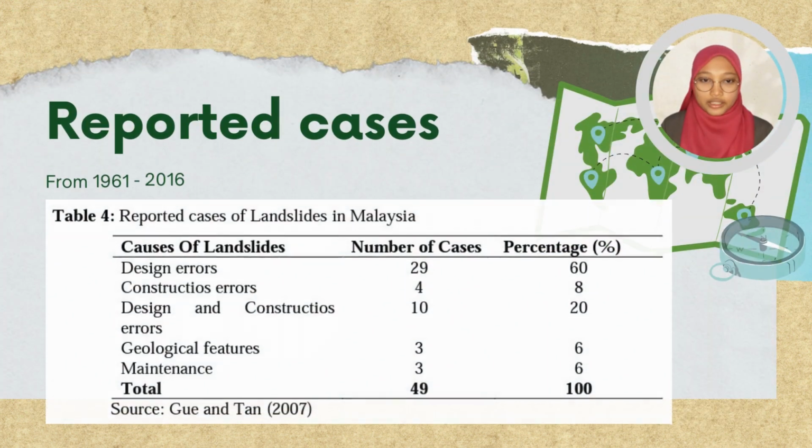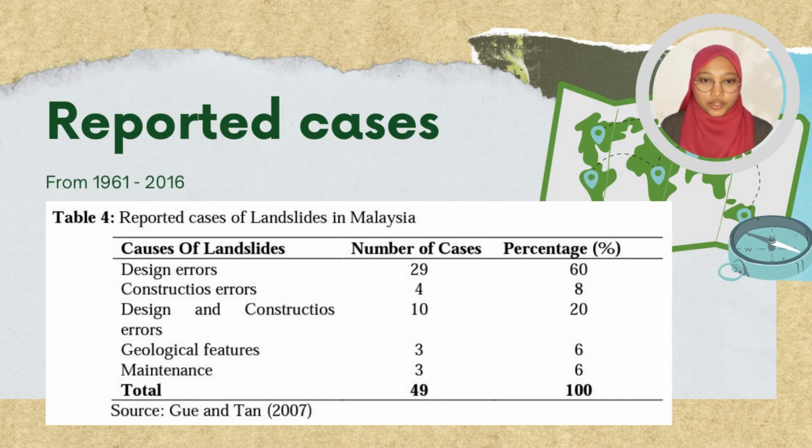As a calculation, here is the percentage of reported cases of landslide in Malaysia based on the causes of landslide. Design error holds the biggest number, which is 60% of overall causes, followed by design and construction error 20%, construction error 8%, lastly, geological features and maintenance both hold 6% of overall percentage.